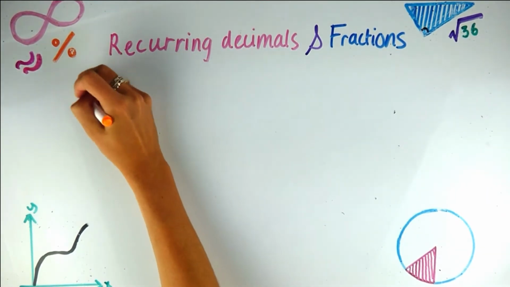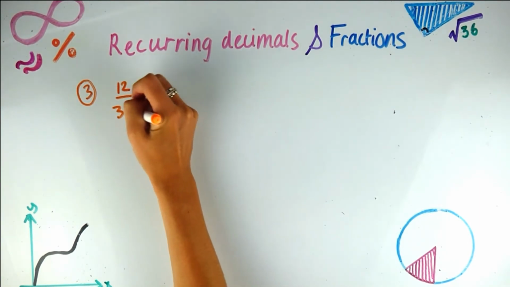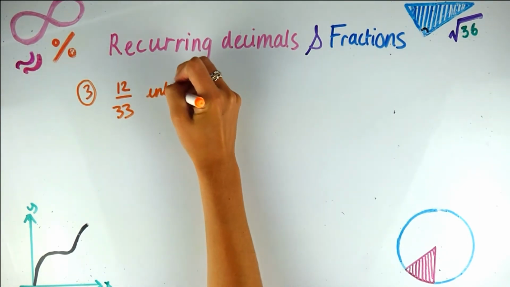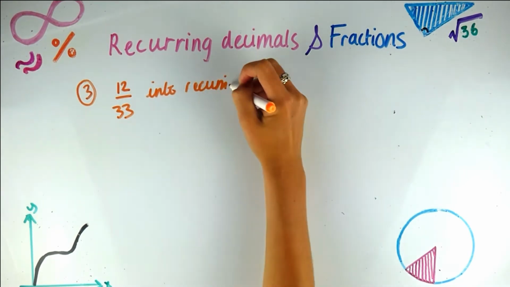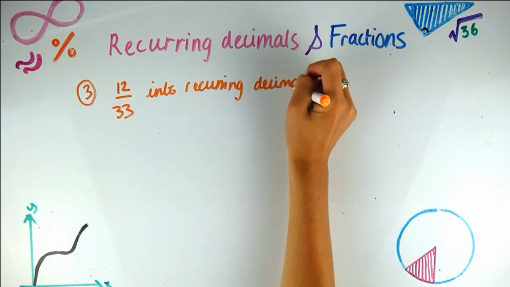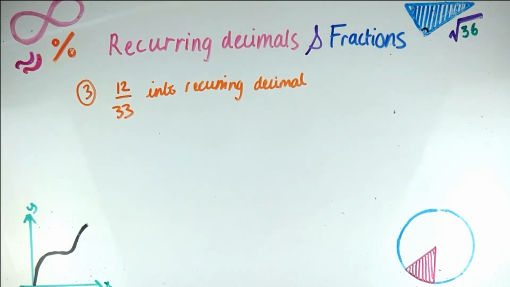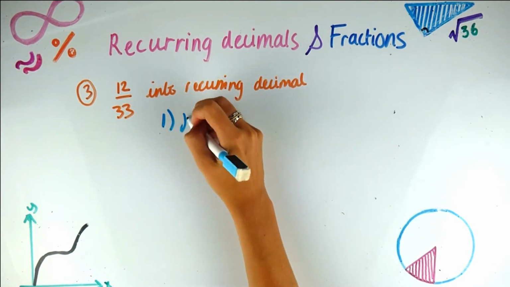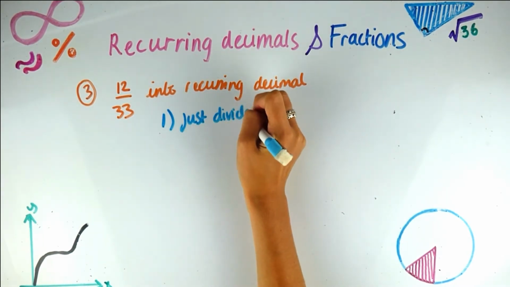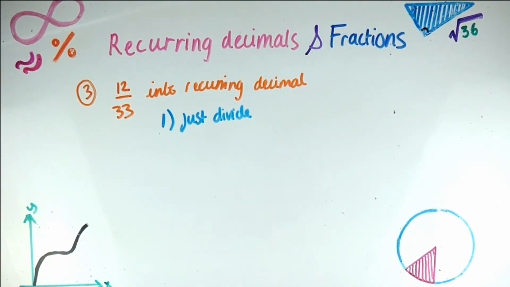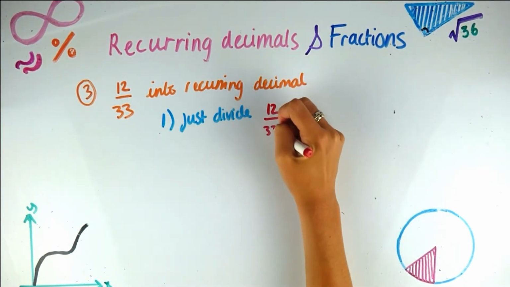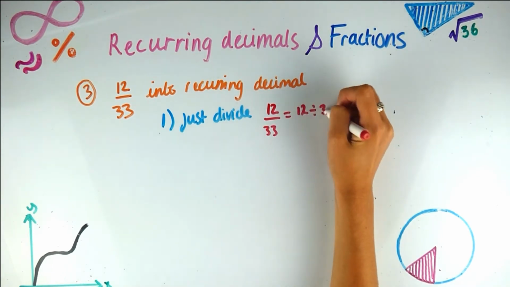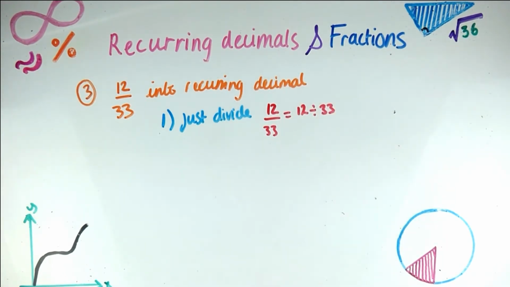Okay, so type 3 is working the other way. I'm going to get a fraction, 12 over 33, into a recurring decimal. This is doing the opposite to what we've just done. Now there are two ways to do this. The first method is just the divide method. What this is telling you to do is basically do what the fraction says. So 12 over 33 is saying 12 divided by 33. So the first way to find the recurring decimal is just to do the long division.